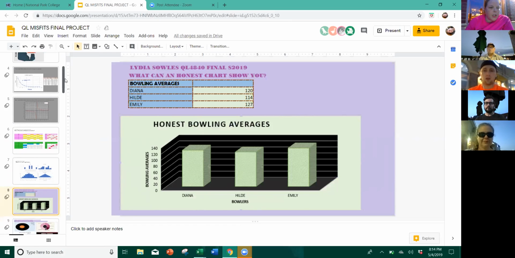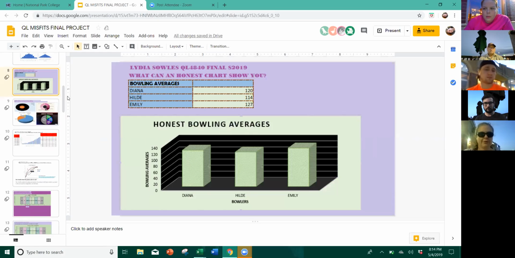Souls, what can an honest chart show you? Well, this honest chart shows you that there isn't much difference between their scores as far as bowling went. But if you take the chart and take the 0 away, it would look like very easily a comparison between Diana's score and Emily's score with Hildy in the middle, and it would be extremely biased against the two with a slightly lower score.